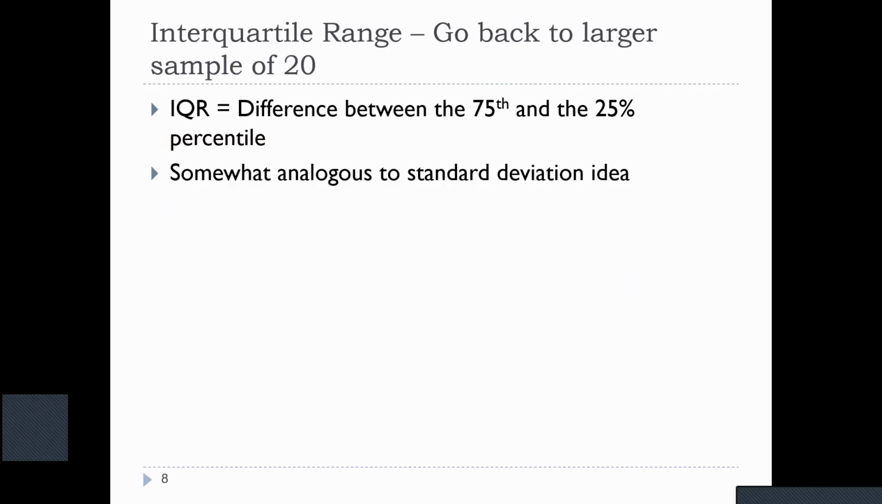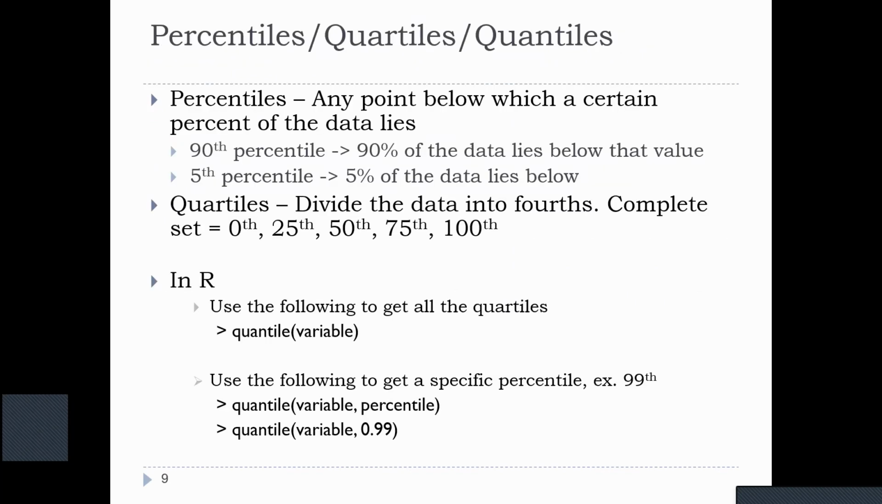Let's go back to our large sample of 20 room rates. The IQR is the difference between the 75th and the 25th percentile, and so it is somewhat analogous to the standard deviation. Notice that means it describes the middle 50% of the data. A percentile is a point below which a certain percent of the data shows up. So the 90th percentile means 90% of the data lies below that value. The 5th percentile means 5% lies below that value.